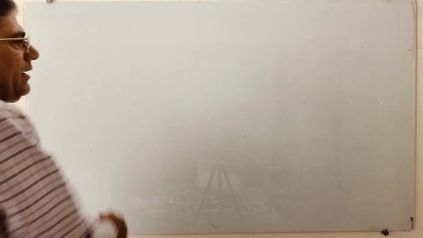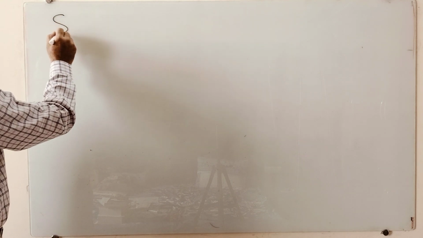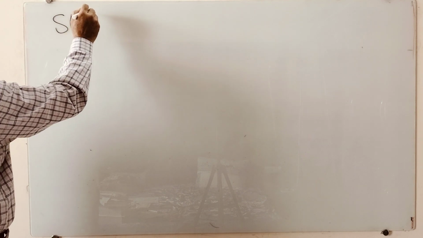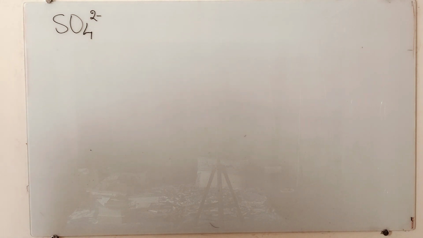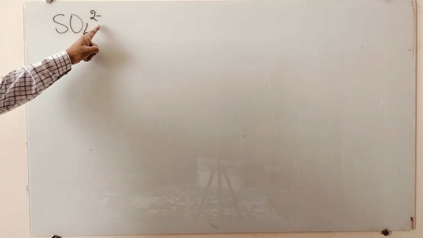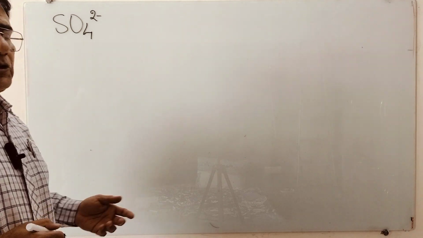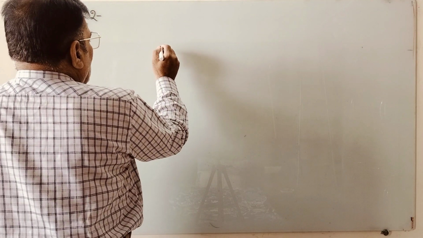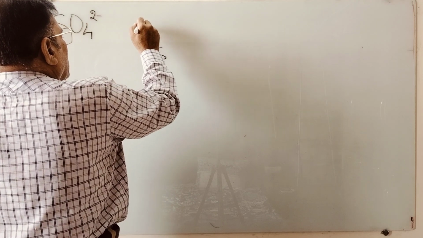I am taking a very interesting example that will help you understand. That is sulfate ion. How do we write sulfate ion? SO4 2 minus. Suppose I have to justify that sulfate ion is 2 minus. How can I justify? Only through formal charge. First I will write the Lewis structure. That is a must requirement, I did say.